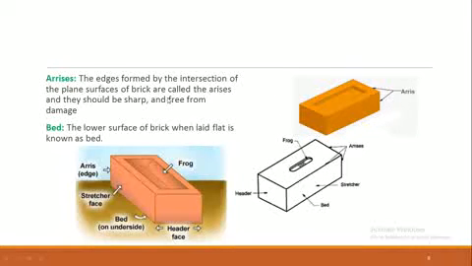Arises: I have already told you that these are the edges formed by the intersection of the plane surfaces of brick, and they should be sharp and free from damage. Here you can see that these are the edges. Bed: the lower surface of the brick when laid flat is known as the bed. I have already discussed this picture in the previous slide. This is called header. Bed, which is the bottom, stretcher face, arises, frog.